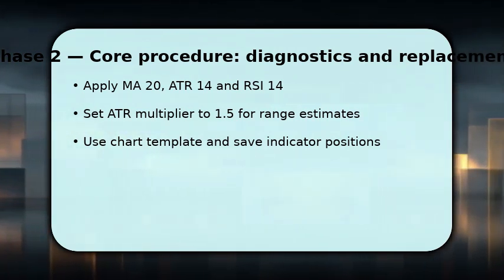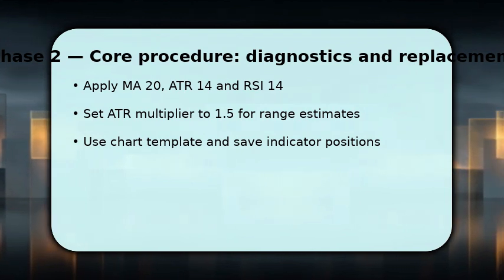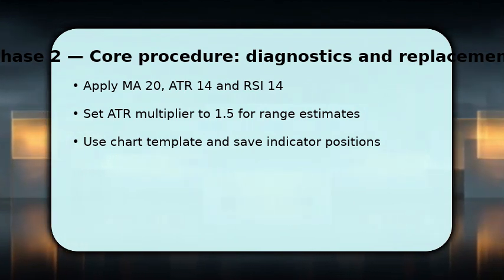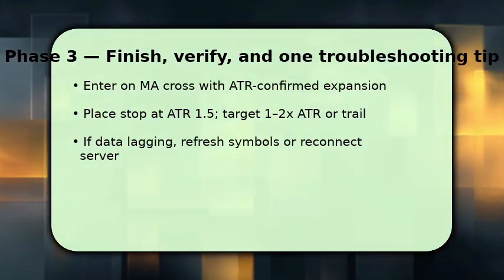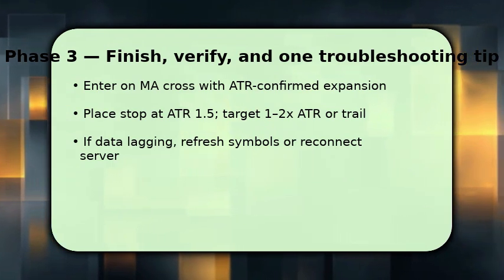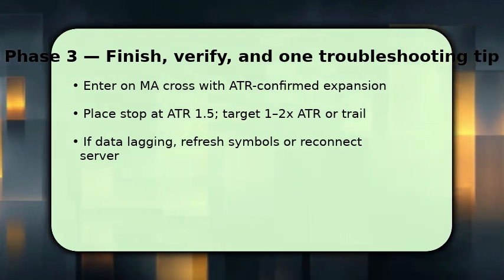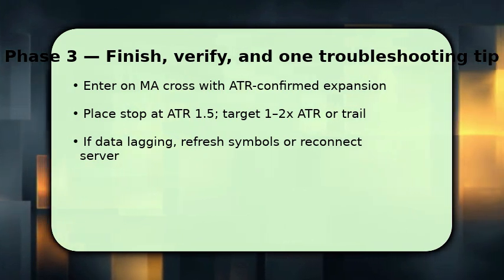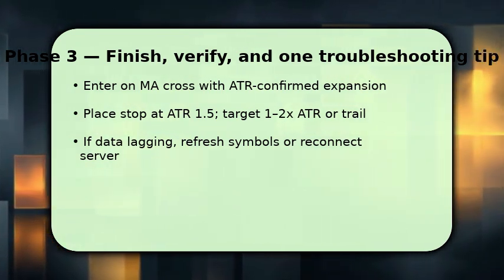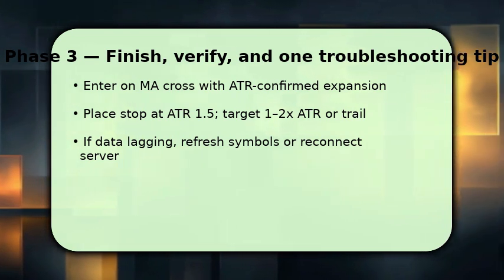You execute only when MA cross aligns with ATR expansion and RSI confirms momentum. Place market entries or limit orders accordingly. Set stop loss at ATR 1.5 and aim for 1 to 2 times ATR as the initial target, then trail using ATR bands. Once a trade is active, monitor latency and price feed.